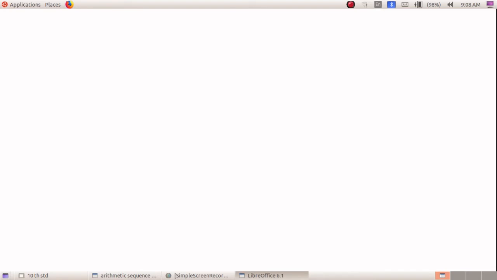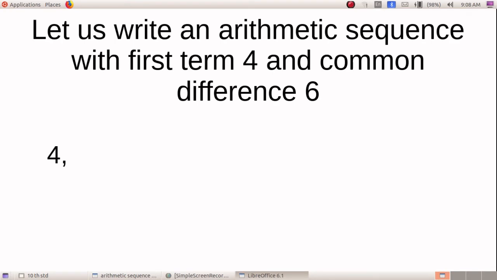Therefore, the first term is 4. To get the second term, we have to add 6. 4 plus 6 is 10. 10 minus 4 will be 6 then. To get the next term, 10 plus 6 is 16. 16 plus 6 is 22, and so on. Now we get how an arithmetic sequence is to be written.